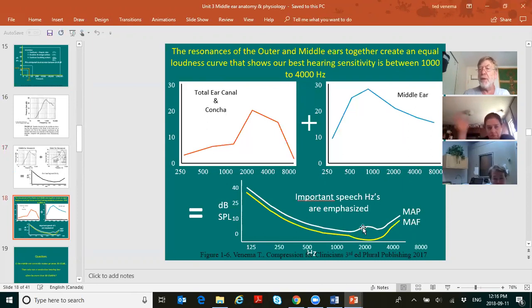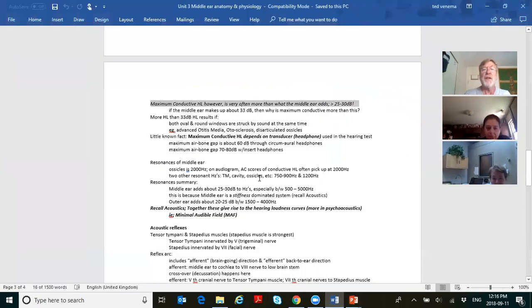What is this bump here? Well, you've plugged up the ear with a headphone. As soon as you plugged up the ear with a headphone, you've lost the outer ear canal resonance because you plugged it up. So you've lost a bit there. But at any rate, we'll cover that way more later on. For now, let's go to the notes here.